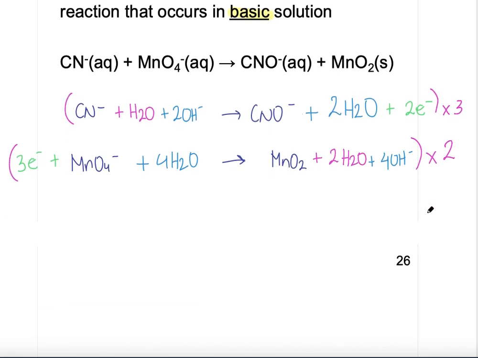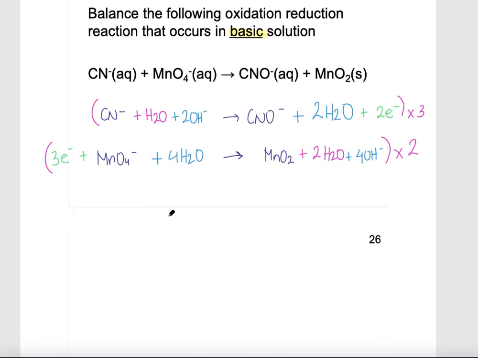And I'm now going to go and rewrite those equations on the bottom. Let me move a little bit lower here. All right, so I'm going to rewrite this. The first one becomes 3 CN minuses plus 3 waters plus 6 hydroxide ions goes to 3 CNO minuses plus 6 waters plus 6 electrons.